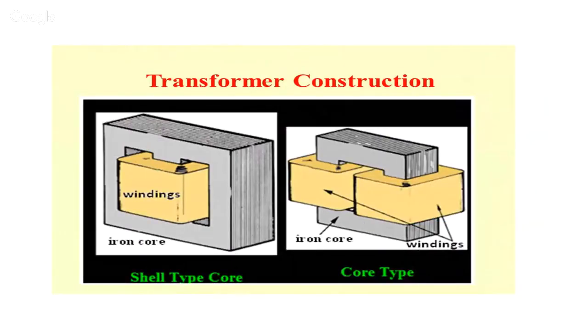So here you can observe, this is the shell type where the core surrounds the winding. This is the core type where the winding surrounds the core. So here the core is surrounding the winding. Here the winding is surrounding the core.